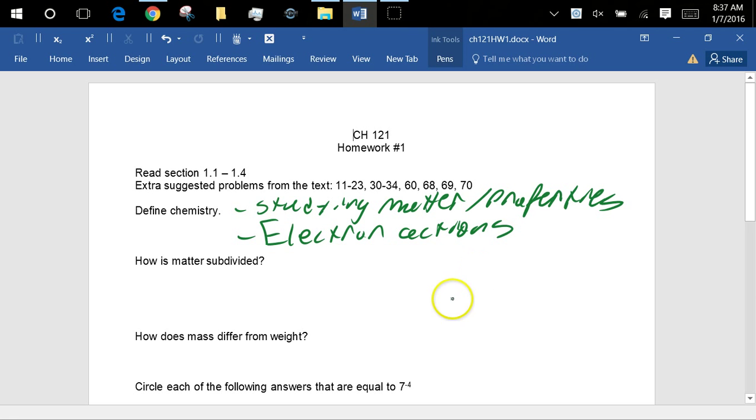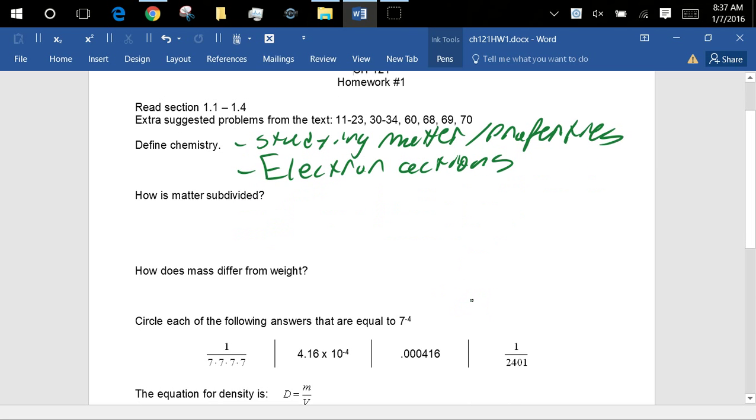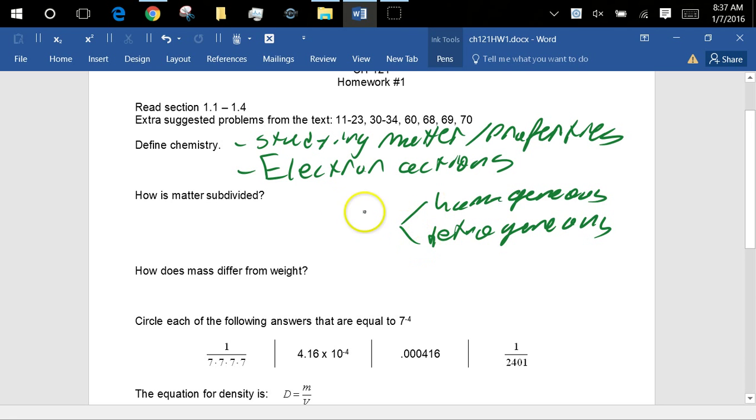Okay, how do we want to subdivide matter? That's a sub for sure. So we can go homogeneous and heterogeneous, but that's a part of something else, which is what? Pure substances and mixtures. Okay, so this right here, these are mixtures. And then we have pure substances. And inside of pure substances, what do we have?